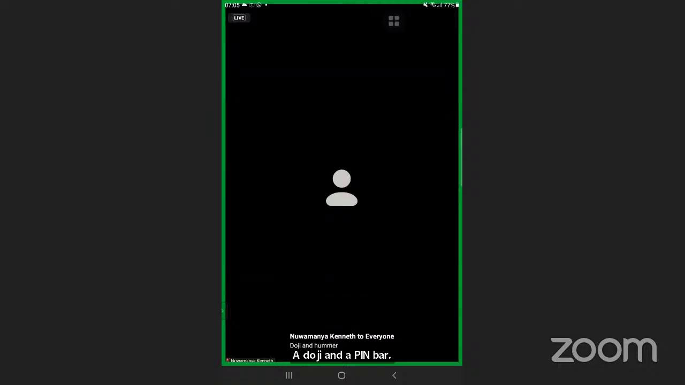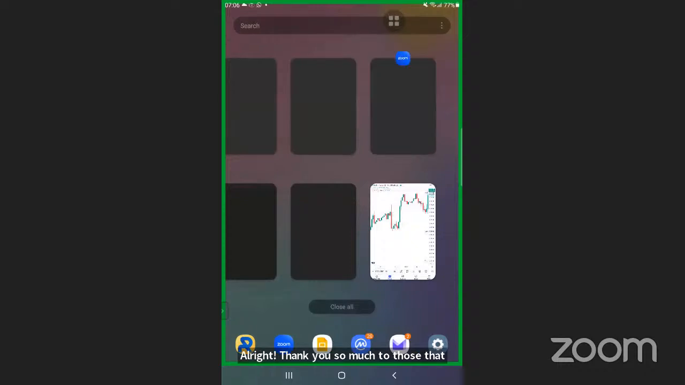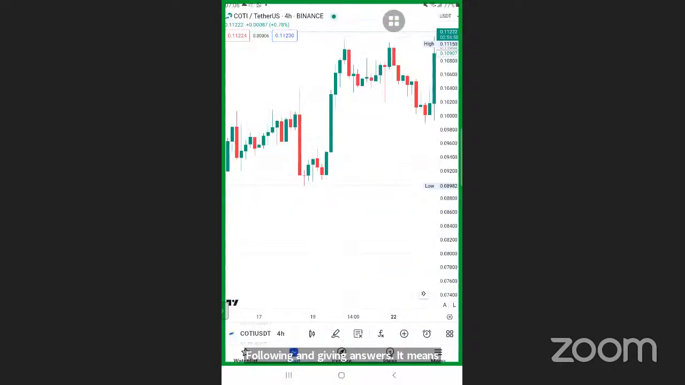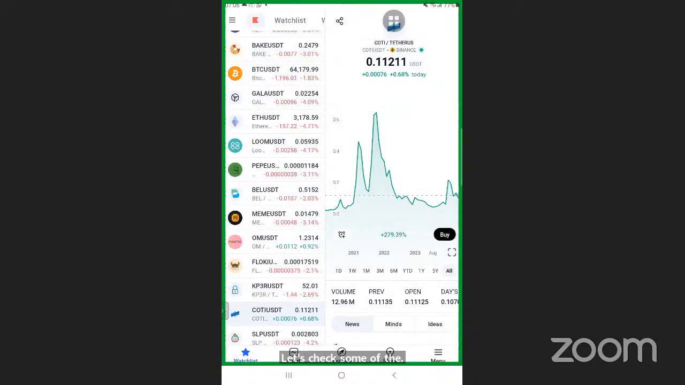And we are able to see that the market changed direction after the appearance of those two candles. All right. Thank you so much to those that are following and giving answers. It means that they are able to read. Let's check some of the coins here and see what we can find.